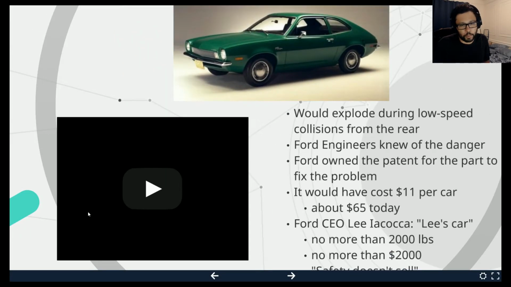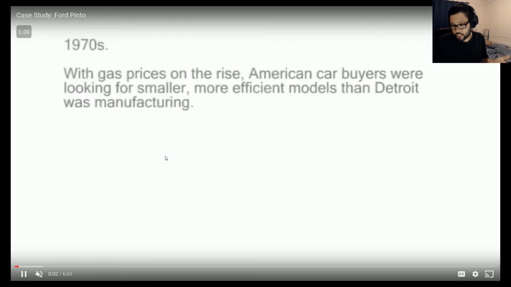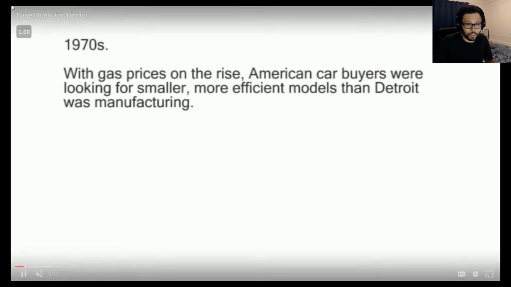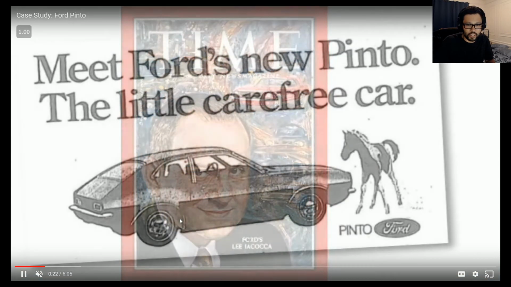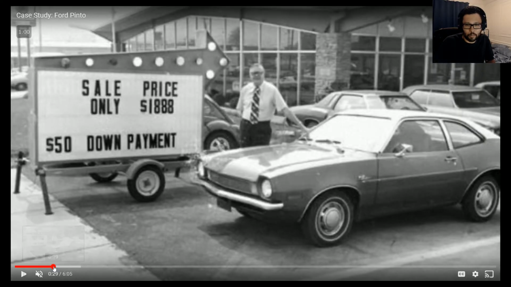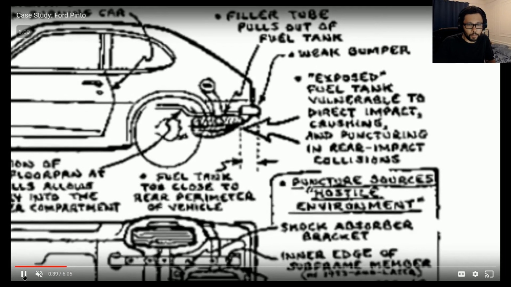Let me explain what the problem was. So these kinds of cheap economy cars are not going to have very many safety features on them. Safety features are expensive and they are heavy, and so you have this sort of de-emphasizing. There's Lee Iacocca making that Pinto. $50 down payment, that's pretty good. Okay, so here's the problem.